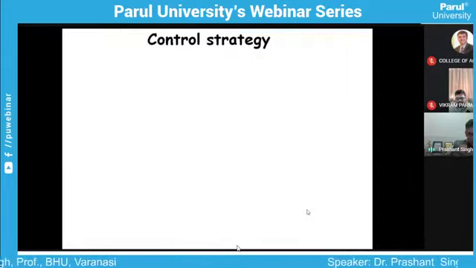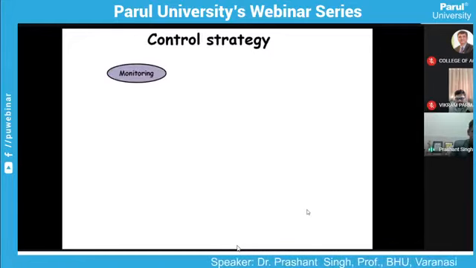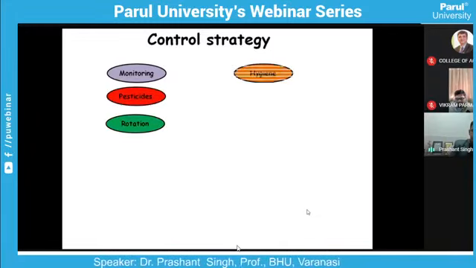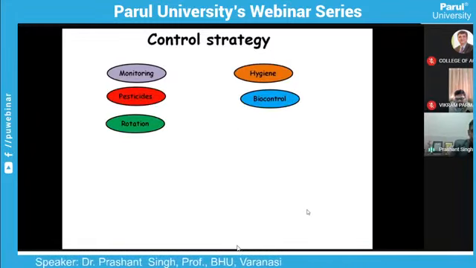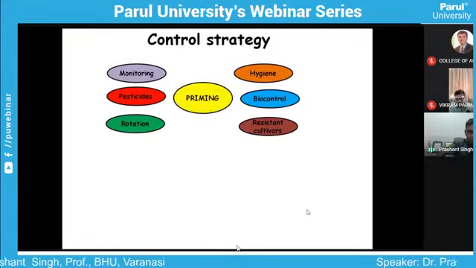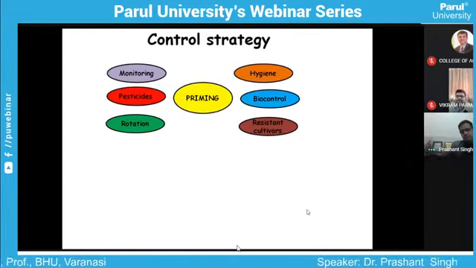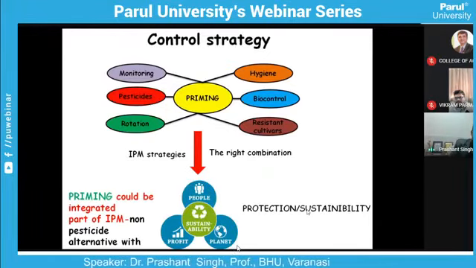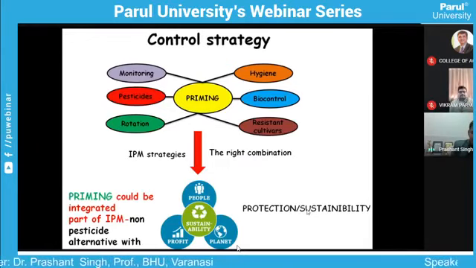So if I try to summarize everything I wanted to explain, we have different control strategies for agricultural crops, like monitoring, pesticides, rotation, hygiene, biocontrol, resistant varieties. And if you add the priming concept, or the TGIP, and use it in the right combination, that could be a very good strategy for non-pesticide IPM. And that could be easily sustainable.